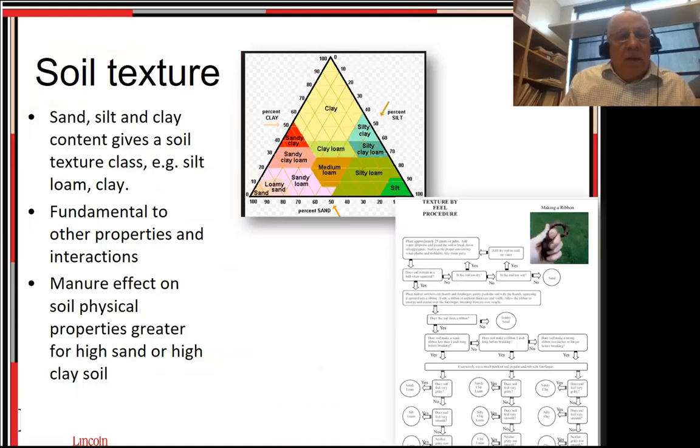Soil texture is a result of the sand, silt, and clay content of the soil, and we determine the texture classes using a texture triangle. Maybe we have a silt loam, maybe we have a clay soil or whatever. Soil texture is fundamental to other properties and their interactions. We might expect greater manure effect on soil physical properties for soils that are relatively high in sand content or high in clay content relative to many others. Soil texture is something we can approximate in the field using different types of field tests.